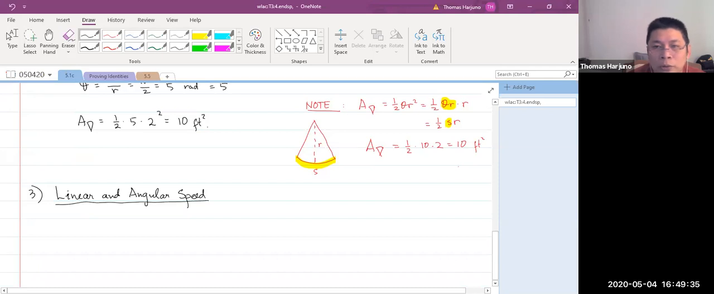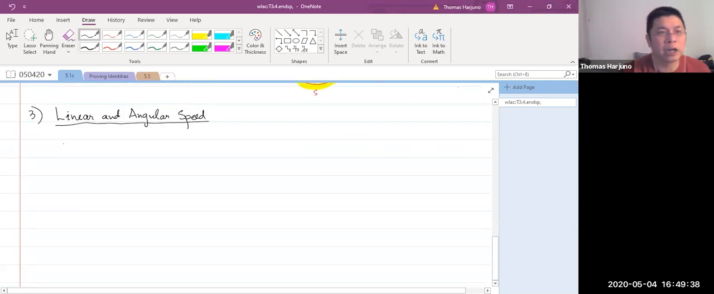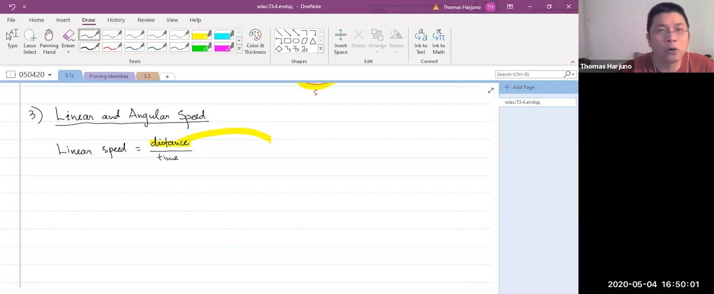Now linear speed is in line with what we learned before. Linear speed is equal to the distance traveled divided by time. The distance that we will have here is the distance traveled on the circle, which is the arc length. That's s over t if we use notation.